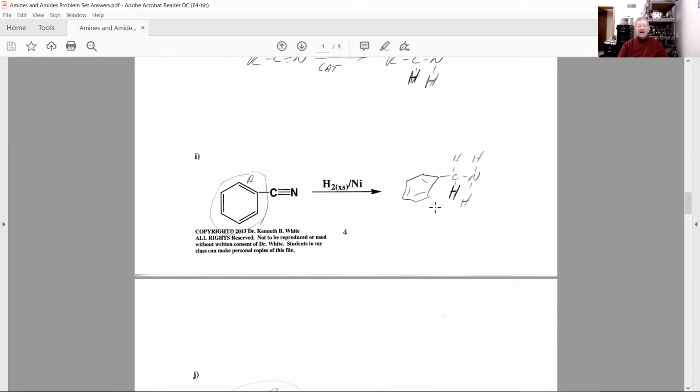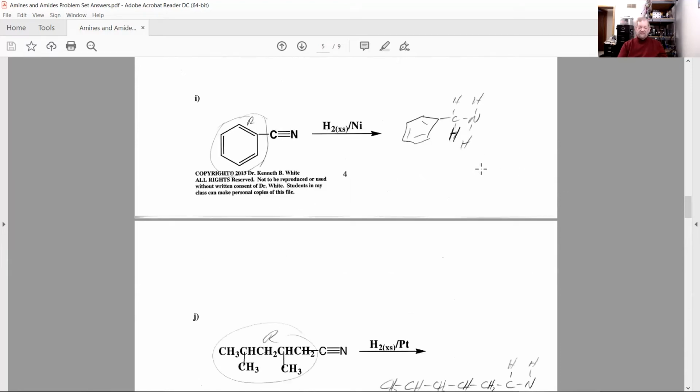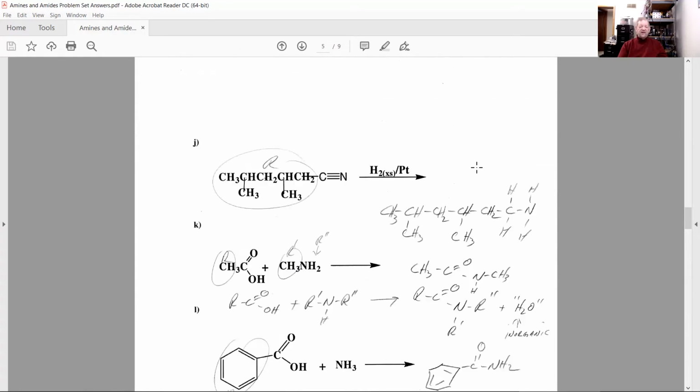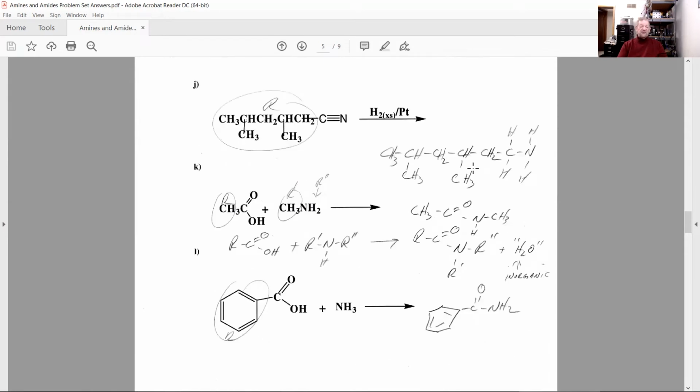Now in I have a benzene ring, but it's not going to react with hydrogen under these conditions, but the nitrile will, and here's what you get. And in J, I just did a big, scary R group. But if you know it's a nitrile, it's not big and scary.